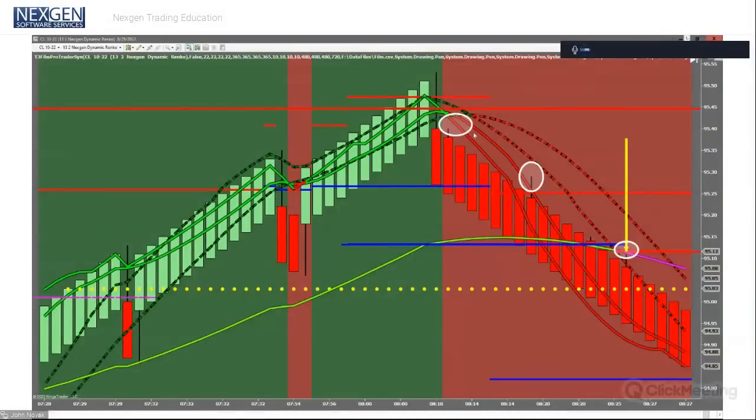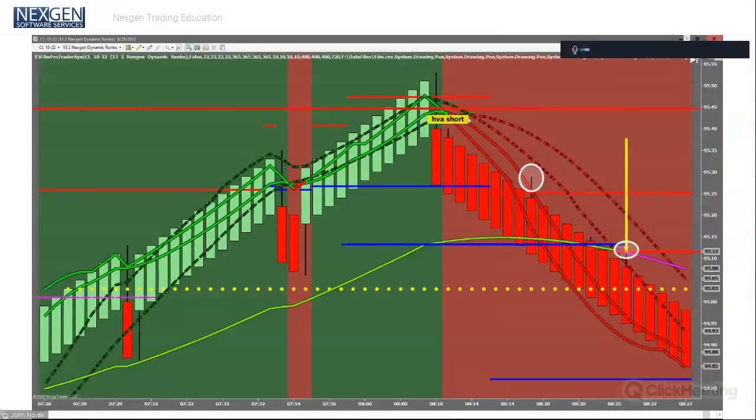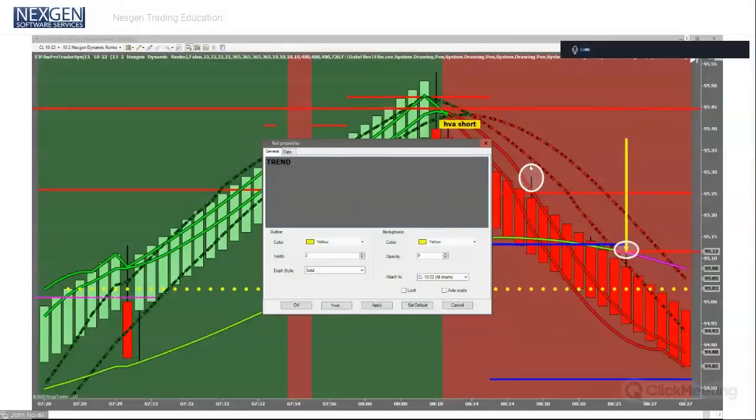So look, there's two high probability trend trades. There's this one, so this would have been an HVA short. Again, if you're not into that yet, then that's not your trade yet. So cool, right? And then after a good top, can you do a trend trade short into fibs?